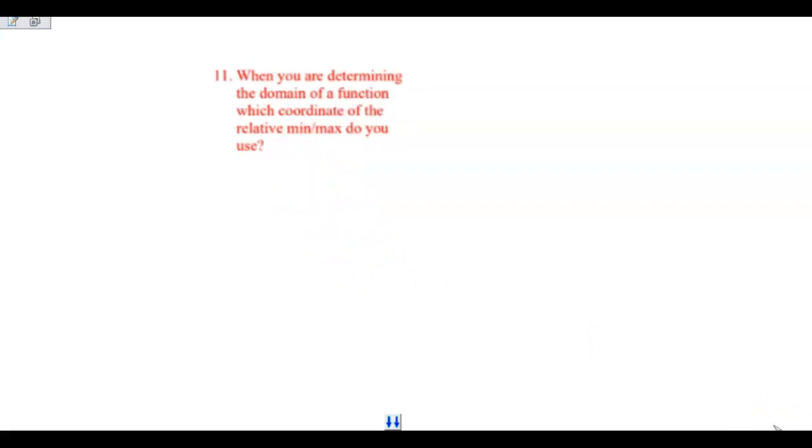When you're determining the domain of a function, which coordinate of the relative minimum or maximum should you use? Well, if the range is my y's, my domain would be my x values.